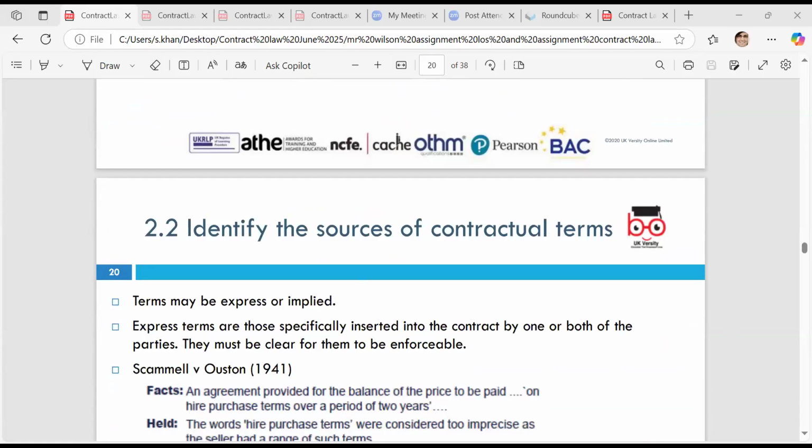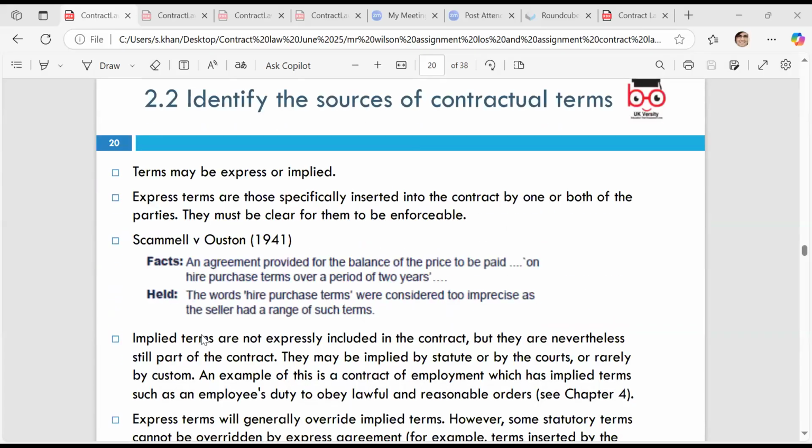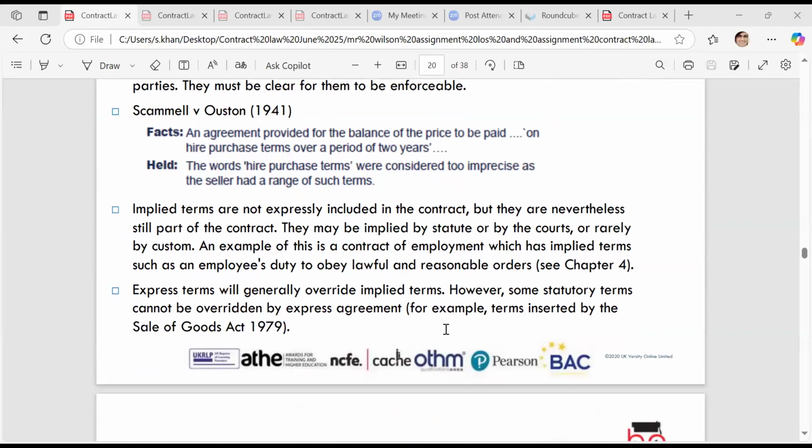2.2, identify the sources of contractual terms. So we've said we've got terms maybe expressed or implied, and then we've got a really important case in regards to that, the case of Scammell and Houston 1941. In this case, an agreement provided for the balance of the price to be paid on hire purchase terms over a period of 2 years. And it was held that the words hire purchase terms were considered too imprecise as the seller had a range of such items. So express and implied terms, as we said, are needed in regards to agreeing upon something when it comes to parties, both orally or in writing.